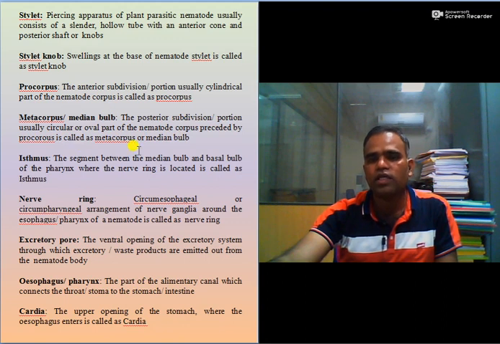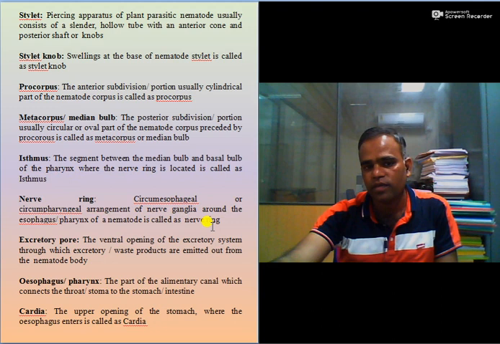is called the median bulb or metacorpus. Then the isthmus, the segment between the median bulb and basal bulb of the pharynx, where the nerve ring is located. Nerve ring, the circumesophageal or circumpharyngeal arrangement of nerve ganglia around the esophagus or pharynx of the nematode, is called the nerve ring.